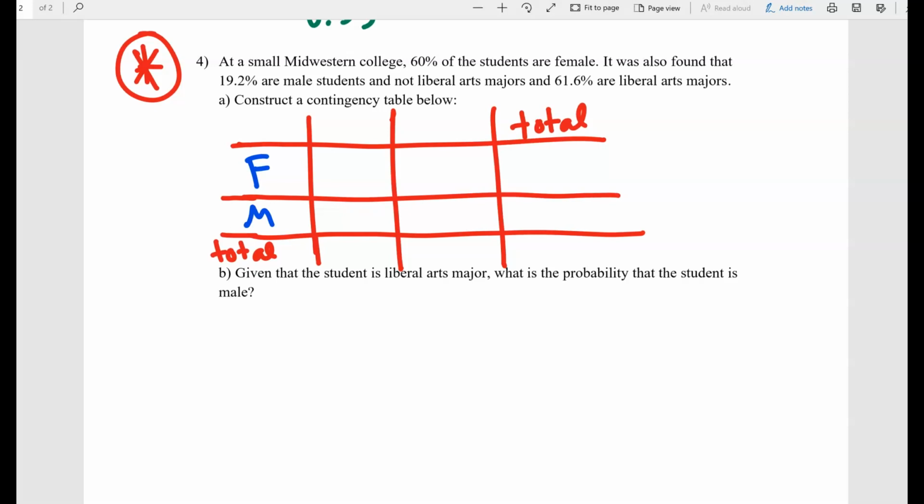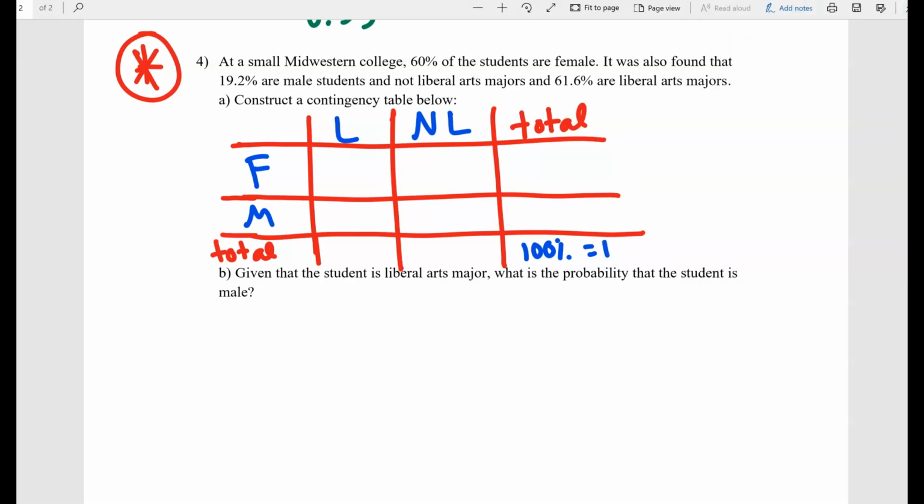And on the top, you're going to write liberal arts major. So I'm just going to write L for liberal arts. And I'm going to write NL for no liberal arts. Or you could have just used L complement if you want to. Doesn't really matter. Okay, so L just stands for liberal arts, and NL means no liberal arts. F stands for female, M stands for male. Okay, and we know that all of this should be out of 100%, or 1. Okay, so let's fill this out.